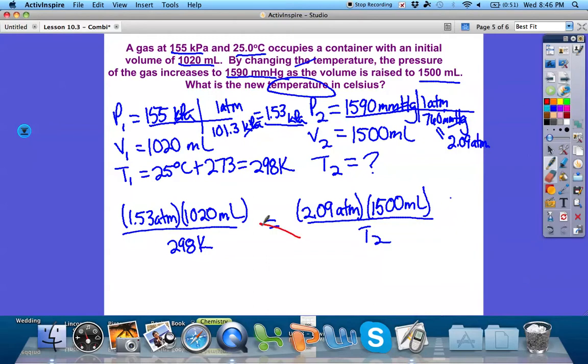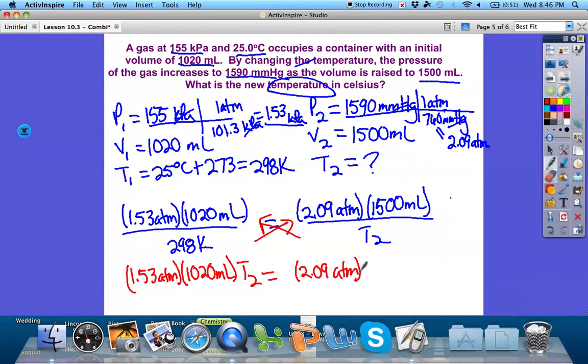So we're going to do our cross multiplication again, and you're going to have 1.53 atm times 1,020 milliliters times T2 equals 2.09 atm times 1,500 milliliters times 298 Kelvin.